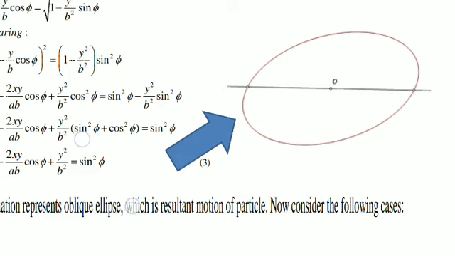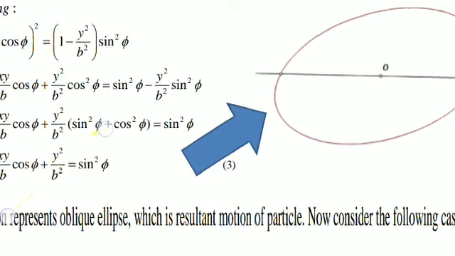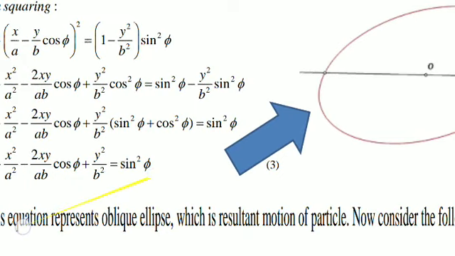This equation tells us that the resultant path traced by that particular particle is an oblique ellipse. An oblique ellipse is one type of curve, one type of figure, so we will be getting the Lissajous figure. Now, there is no interference pattern, no constructive interference, no destructive interference. You can see from this equation that the resultant path depends on the phase phi, and it also depends on A and B, the initial amplitudes and the initial phase.